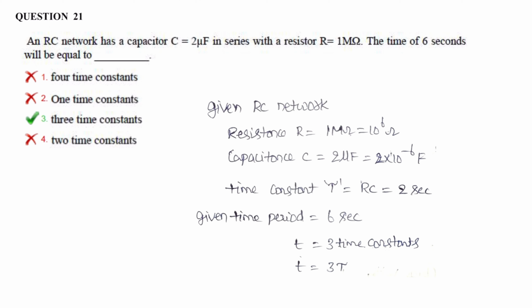Next question. An RC network has a capacitor of 2 microfarad with resistor of 1 mega ohm. The time of 6 seconds is equal to what? Now the time constant of the circuit, tau is equal to RC. So RC is 2 seconds, but in the question they have mentioned 6 seconds. Now 6 seconds is equal to 3 times the time constant, 3 tau. Correct answer is option 3.